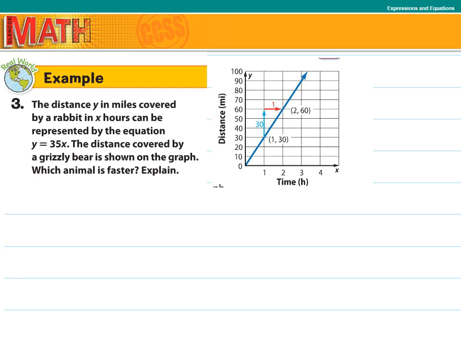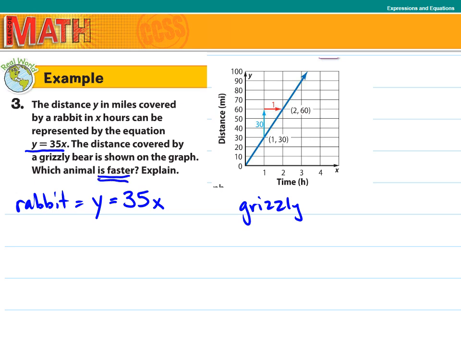Example 3. The distance y in miles covered by a rabbit in x hours can be represented by the equation y equals 35 times x. So that's for the rabbit. Y is the miles that the rabbit's going to cover, and it's 35 times x, where x represents the hours. The distance covered by a grizzly bear is shown on the graph. So now we're looking at the grizzly bear. Which animal is faster? So they want to know which animal between the rabbit or the grizzly is faster.